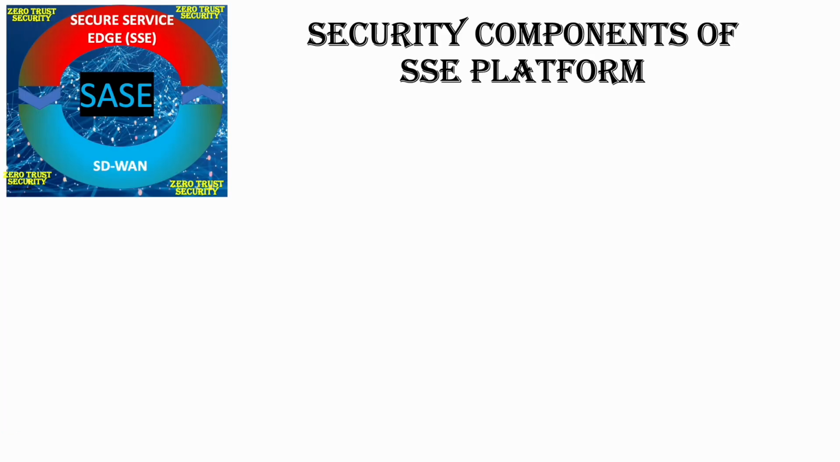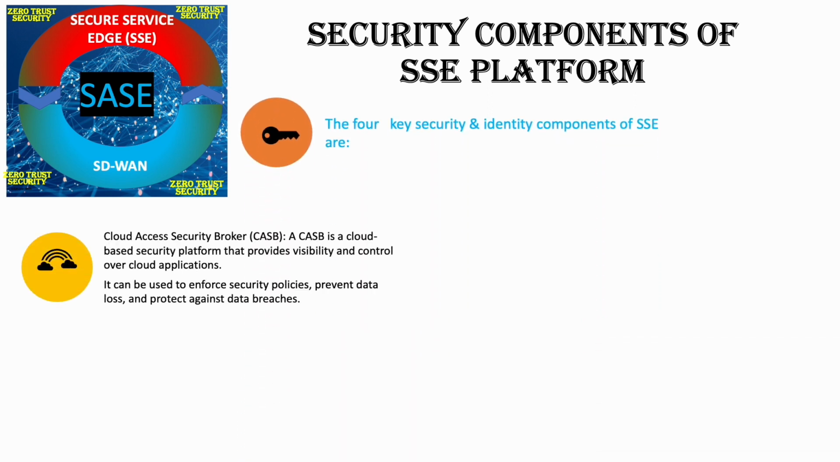Let's go to the security component of the SASE platform. In the previous slide, we saw the combination of networking as well as security components. So we're going to focus on the four security components. The first one is the Cloud Access Security Broker, which is the CASB. CASB is a cloud-based security platform that provides visibility and control over cloud applications. It can be used to enforce security policies, prevent data loss, and protect against data breaches.